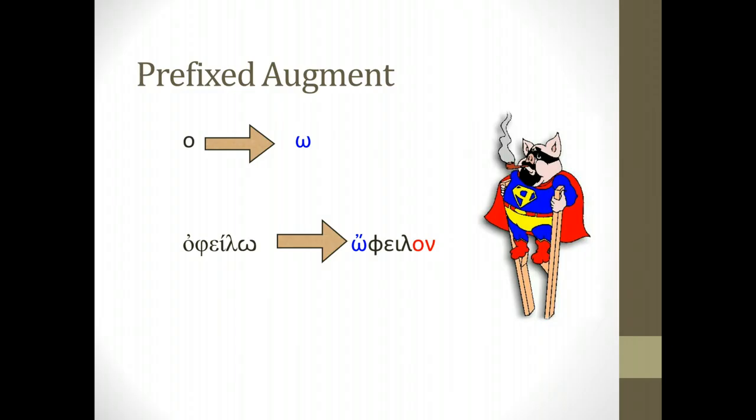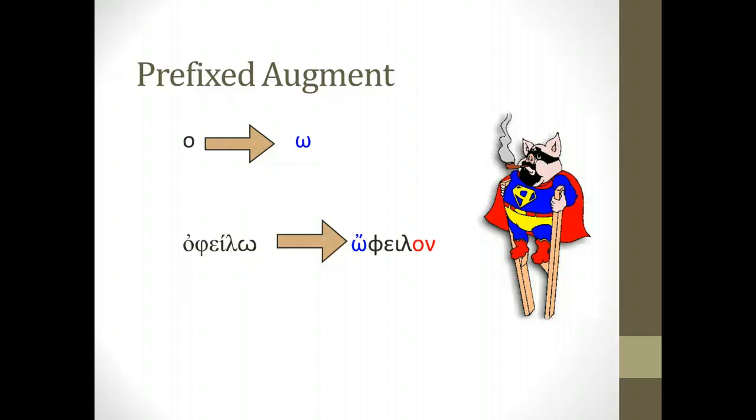Sometimes the prefixed augment will also occur in the omicron, and so in that case, the lengthening that will happen will go from an omicron to an omega. And so, for instance, ophalo will then lengthen to ophalon.